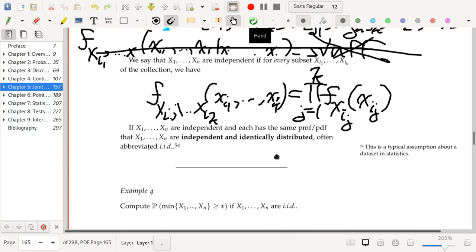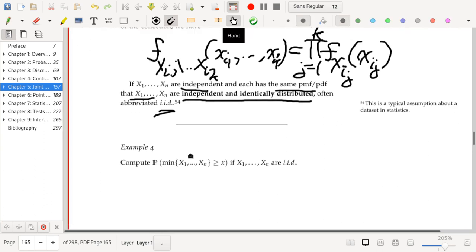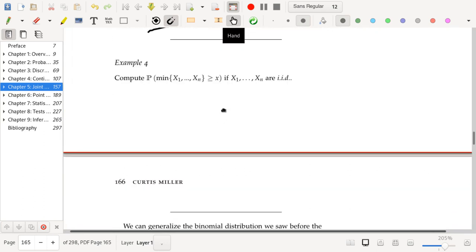The idea of having a collection of random variables be independent is extremely important when we're moving on to talking about the law of large numbers or the central limit theorem or just how statistics work, because statistics usually assume that your data is not just independent. If each of these random variables are independent and they each have the same probability mass function or probability density function, then they are said to be an independent and identically distributed sample, which is often abbreviated IID. This is a very common assumption about data sets, and it's an assumption that we're going to be using later on.